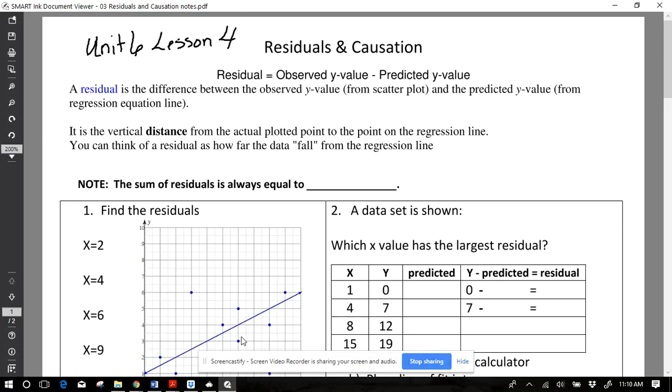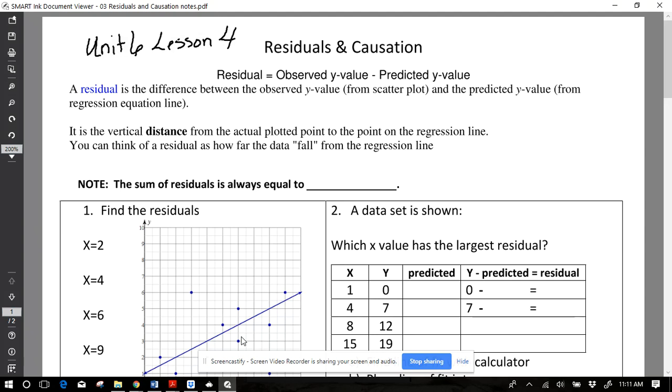All right, today we are going to complete Unit 6, Lesson 4, which will be our last lesson of this unit. Today we're talking about something that you've probably never heard of before, which is residuals. And then on the back side, we will talk about correlation versus causation, and that you probably have heard of. All right, so let's start with a residual.